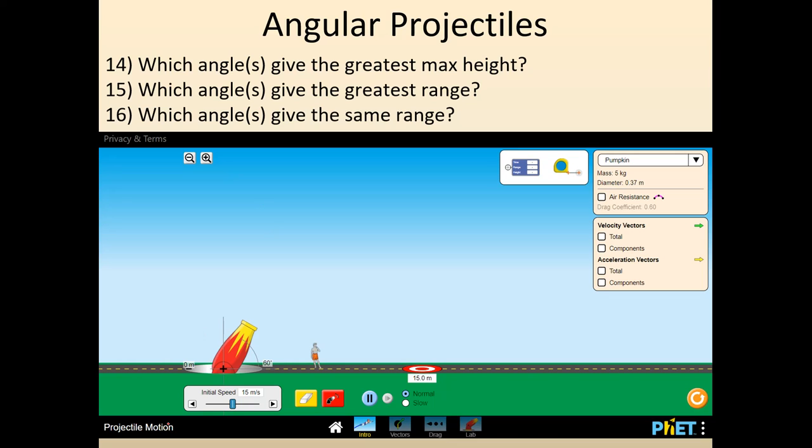So I actually have this little simulator from the PhET website where I can take my projectile and shoot it at different angles and see what's going on. I would definitely recommend that you try this out yourself. You go to the website phet.colorado.edu, type in the search bar for projectile motion, and choose the intro section. It works on pretty much any browser. Try to think about how you would set up an experiment to figure out what angle or angles would give you the greatest max height, greatest range, and give the same ranges.